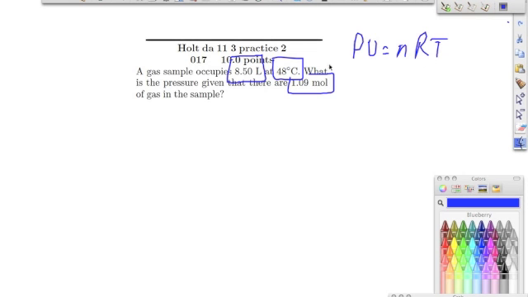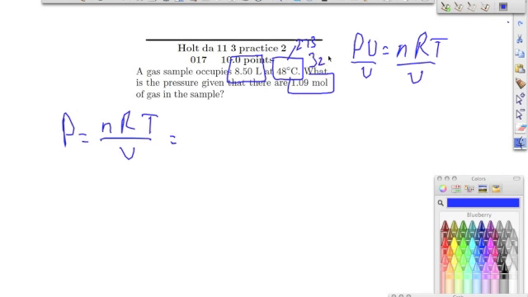Okay, and it says what is the pressure, so we're solving for pressure, so we divide both sides by volume. And we get pressure equals our moles times our ideal gas law constant times temperature divided by volume. Make sure that we have everything in the correct unit. We need liters, atmospheres, moles, and Kelvins. We're solving for atmospheres, so we don't have to worry about that. We just need to make sure we have liters, moles, and this temperature needs to be in Kelvin, so we add 273 to it, and we get a temperature of 321 Kelvin.